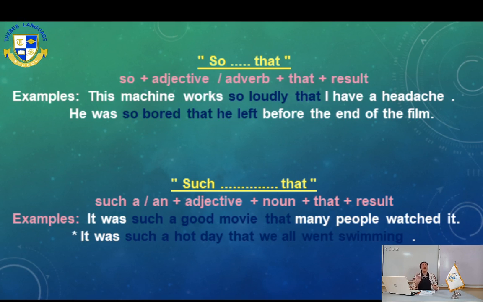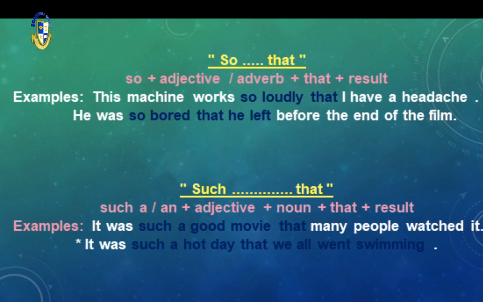So is a very thin word. It comes only with an adjective or an adverb, plus that, plus a result. Let me give you an example. This machine works so loudly that I have a headache. This machine works so loudly, this is the first part of the sentence and this is the cause. That I have a headache, this is the second part of the sentence and this is the result or the effect.